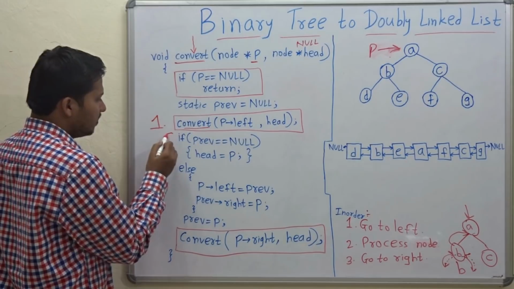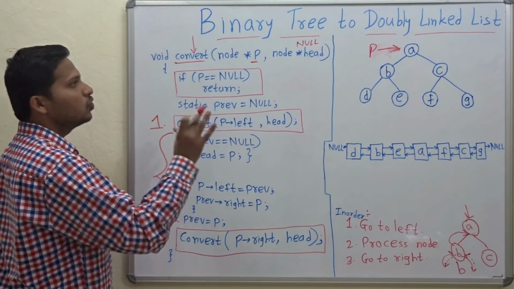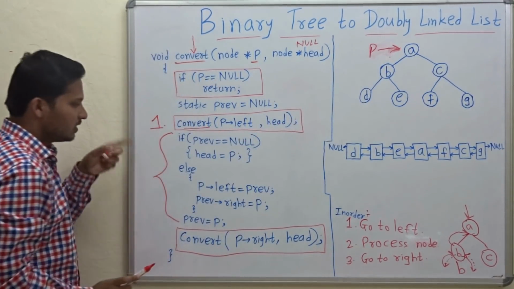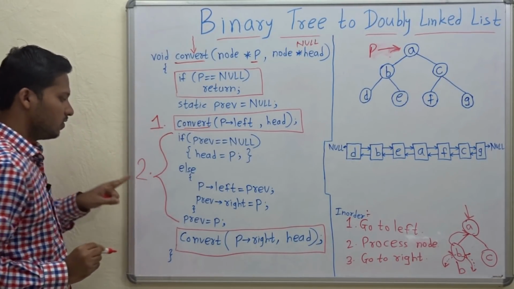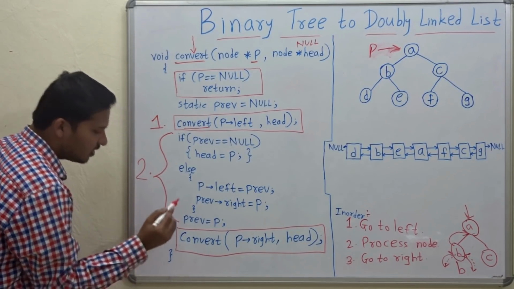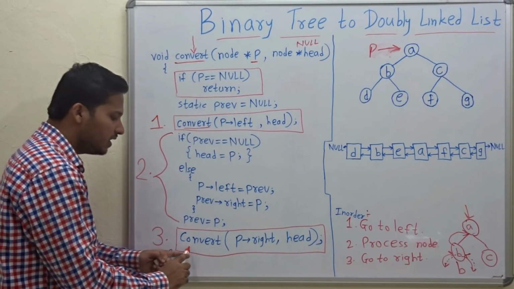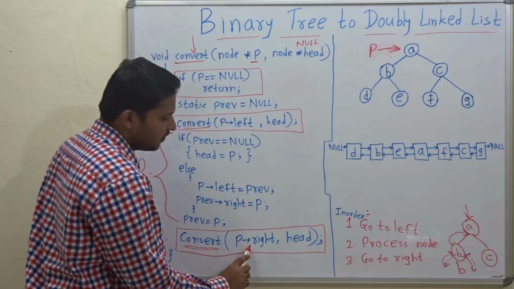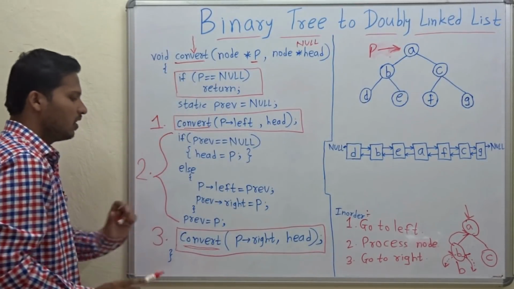That means do whatever process you want to follow for your purpose, meaning for conversion to a doubly linked list. So this is that process for the conversion. That is the second step, and this is the third step. The third step is go to the right node. So we are calling the function convert recursively and we are passing the right child of p.